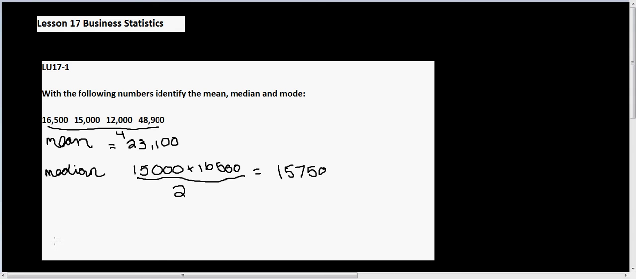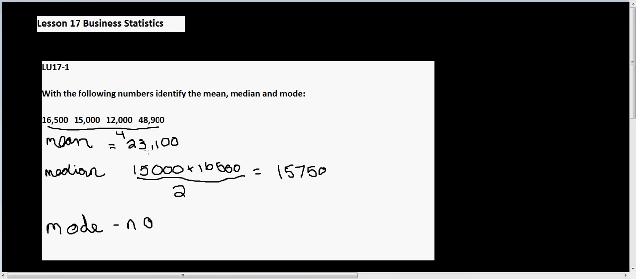What is a mode? This is probably the easiest question of all of them to solve for, because the mode is simply the number that most frequently appears in the series of data items. So 16,000, 15,000, 12,500, 48,900. In this case, there is no number that repeats itself, so there is no mode for this set of data.